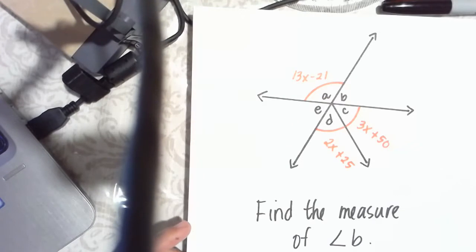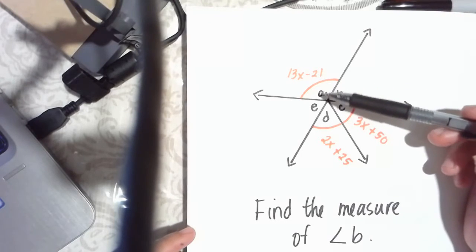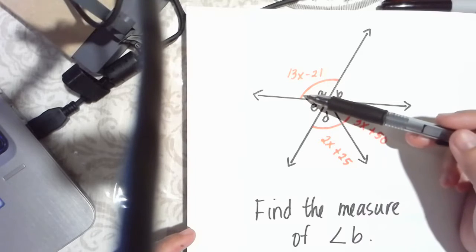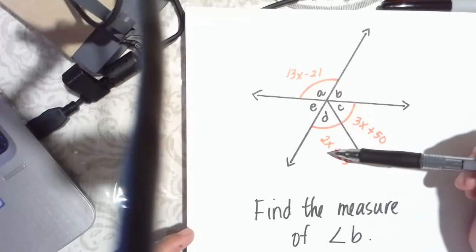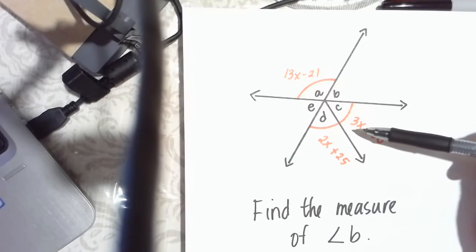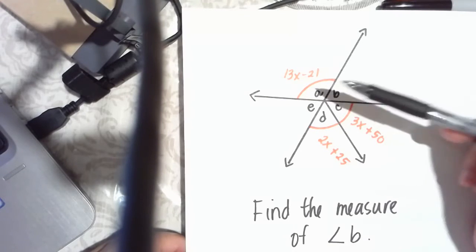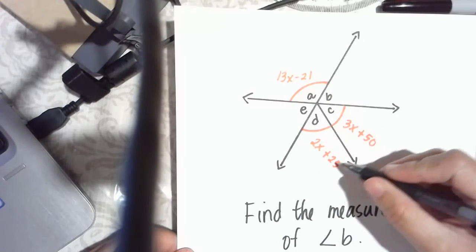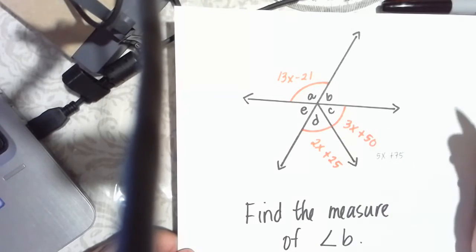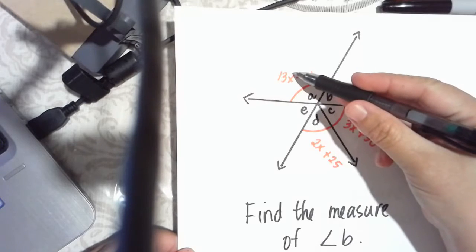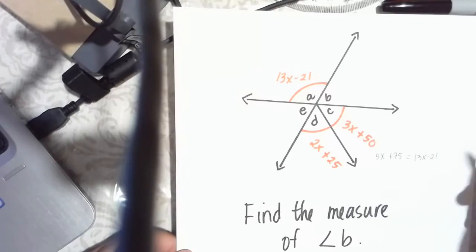For the next one, it is still an example of vertical angles. Which means that these markings and these markings are the same because they are vertical. But we have two sets of algebraic expressions here. So we need to add this one and equate it to 13x minus 21. So let's start. We're going to add this first. So that will give us 5x plus 75. And then we're going to equate that to these since they are vertical. So equal 13x minus 21.